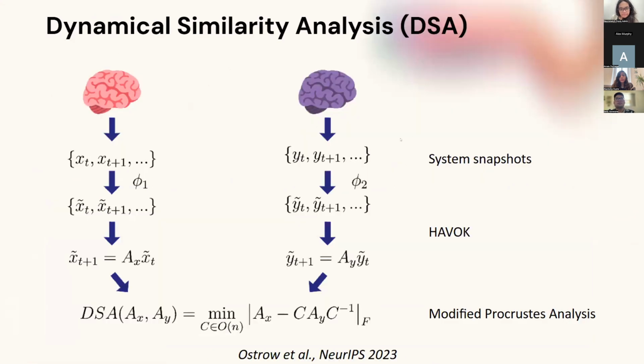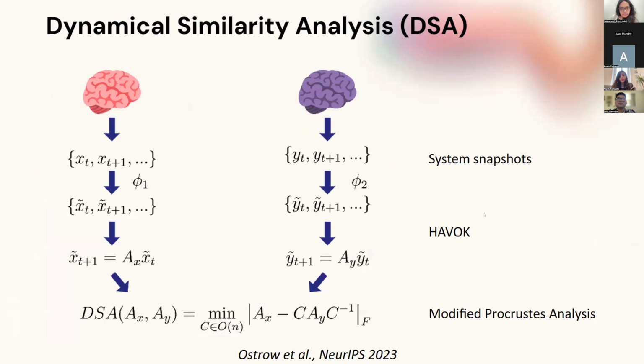But our main method here is a dynamical similarity analysis, which means to characterize dynamics inside those RNNs. And it works like this. It basically has 3 steps. We start with systems. We get snapshots from the system evolving in time.